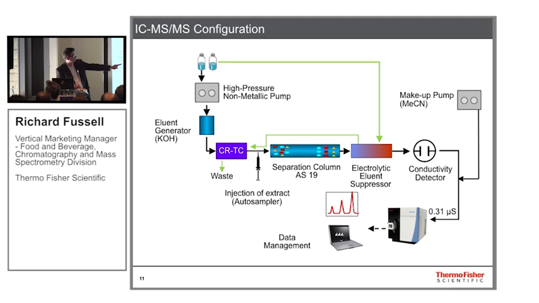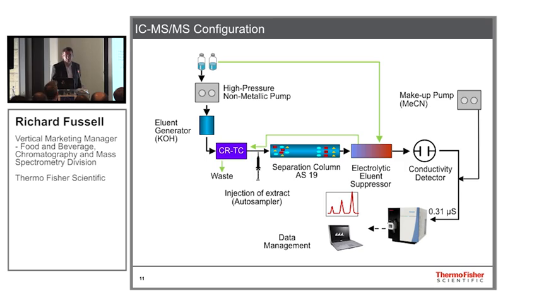We also have a conductivity detector in line. That's also important. The reason we still keep the conductivity detector is not to detect the analytes, but just to monitor the conductivity. So if something happens to the suppressor and we get potassium hydroxide breaking through, it will send a signal to the rest of the system and it will close down. So it prevents the KOH reaching the mass spec. That's something that we learned from an experience that we had many years ago.